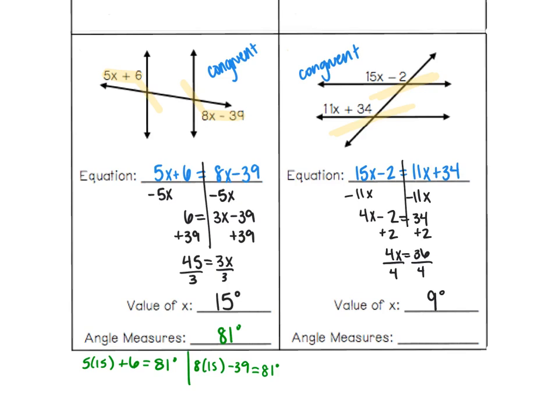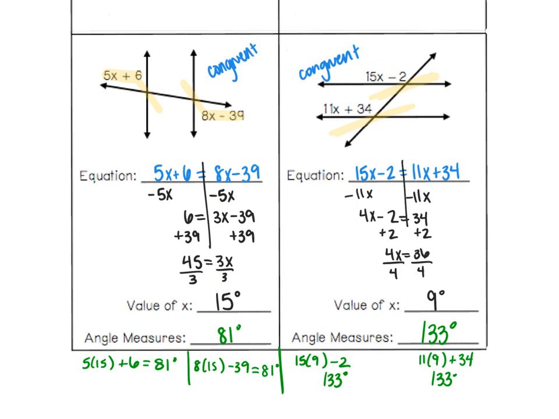From there, I'm then going to use the x to find those angle measures. So plugging 9 in for wherever I see x. So I'd have 15 times 9 minus 2 from the top angle, 11 times 9 plus 34 for that bottom angle. Again, they should be the same thing. I got 133 for this first one, but just to double check, typing those into my calculator, and they do get the same.